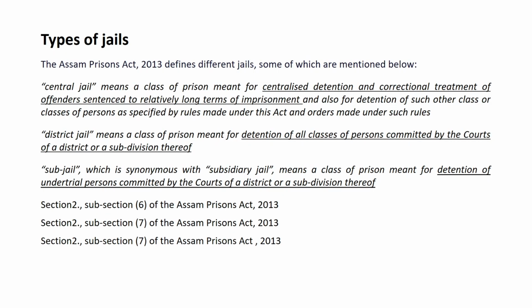Then comes the concept of sub jail. What is a sub jail? It is a term similar to subsidiary jail, meaning a class of prison meant for detention of undertrial persons committed by the courts of a district or subdivision thereof. The word undertrial prisoners comes here, as sub jails are primarily meant for undertrial prisoners, but practically it may not be possible. In many of the central jails as well as district jails, we find that they hold not only convicts but also undertrial prisoners, because their capacity is very limited.